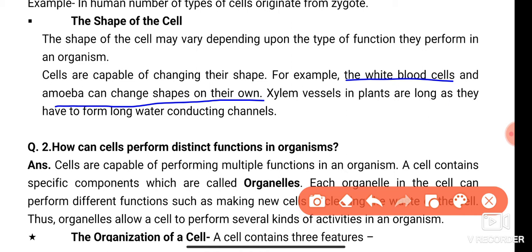Xylem vessels in plants are long, as they have to form long water conducting channels. And we know that xylem tissue is that which is present in plants and helps in transportation of water.